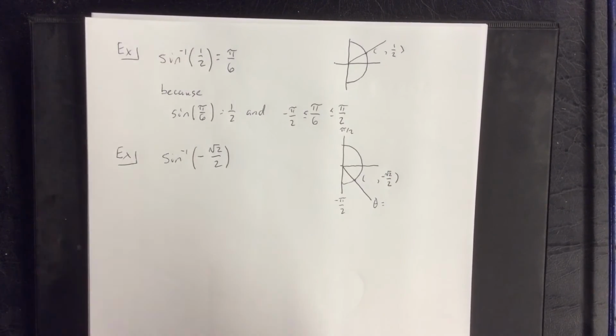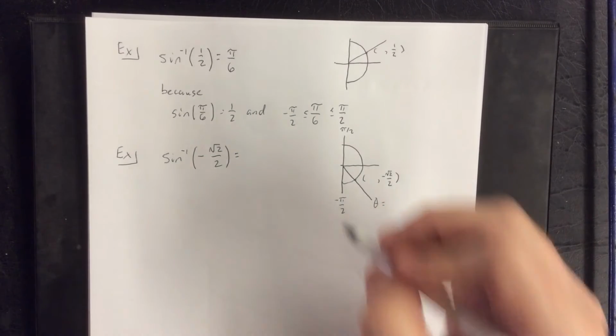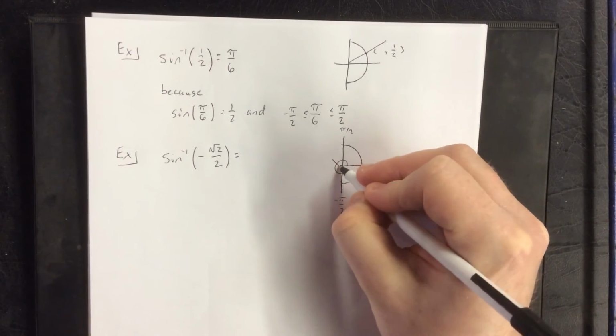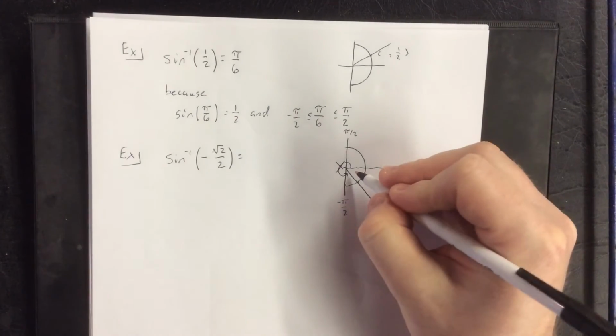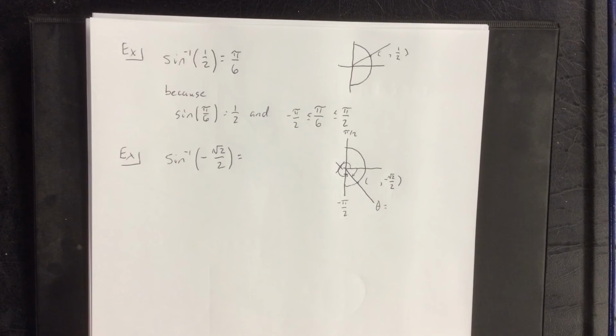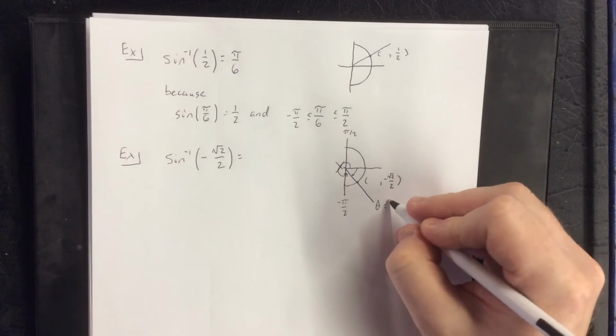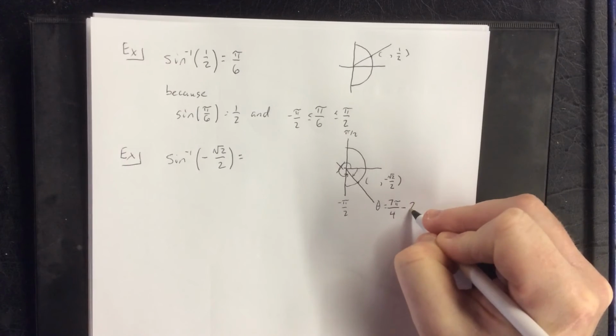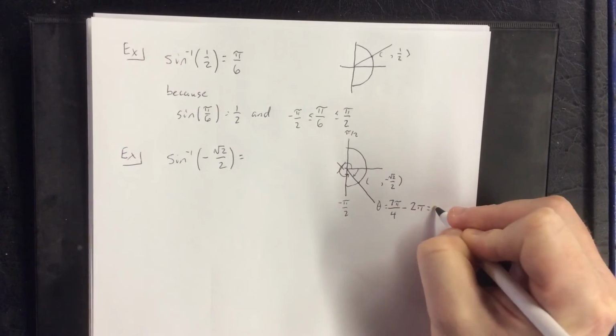Now normally on the unit circle, we would probably identify that angle as being 7 pi over 4. But 7 pi over 4 is referring to the following angle, and that's not the angle that I'm looking for. I am looking for this angle. Now that is coterminal to 7 pi over 4, so if you identified it as 7 pi over 4, you could always subtract a full revolution from it.